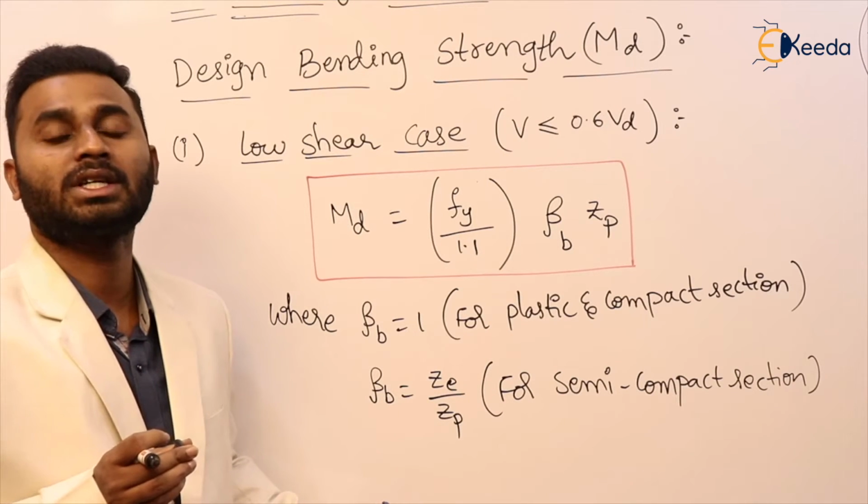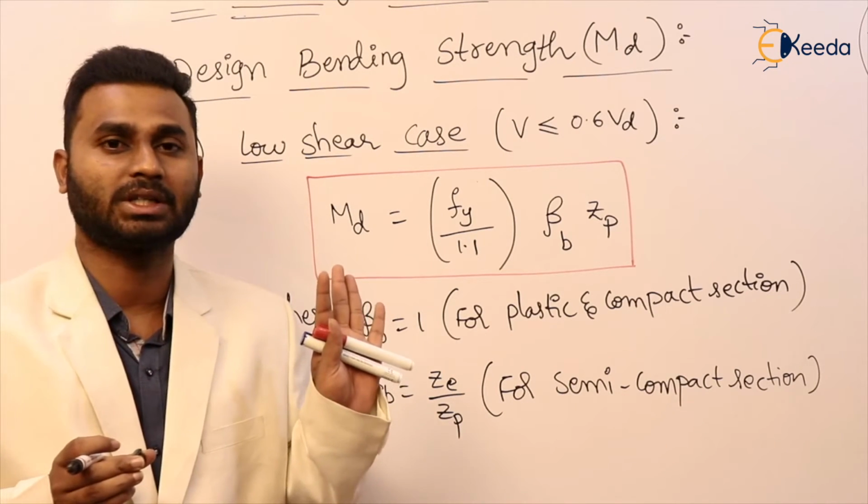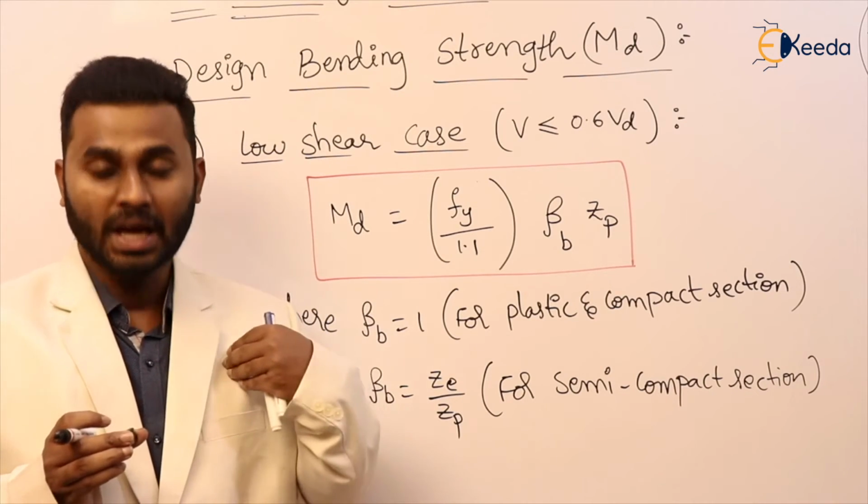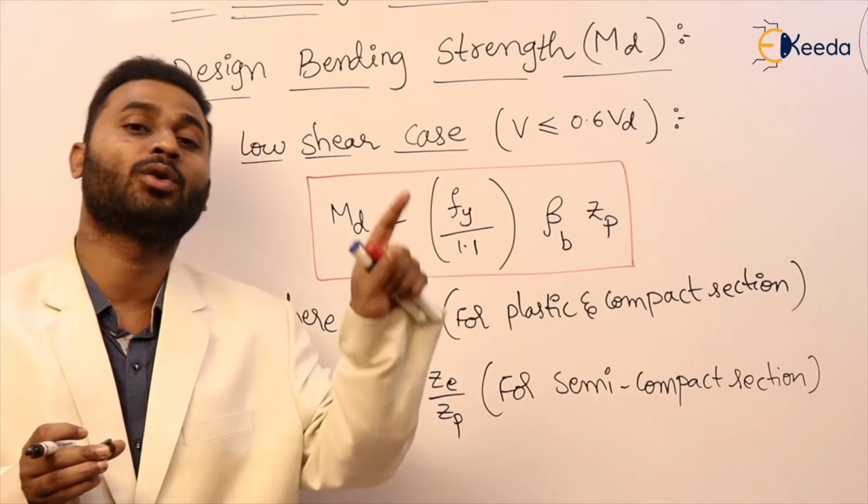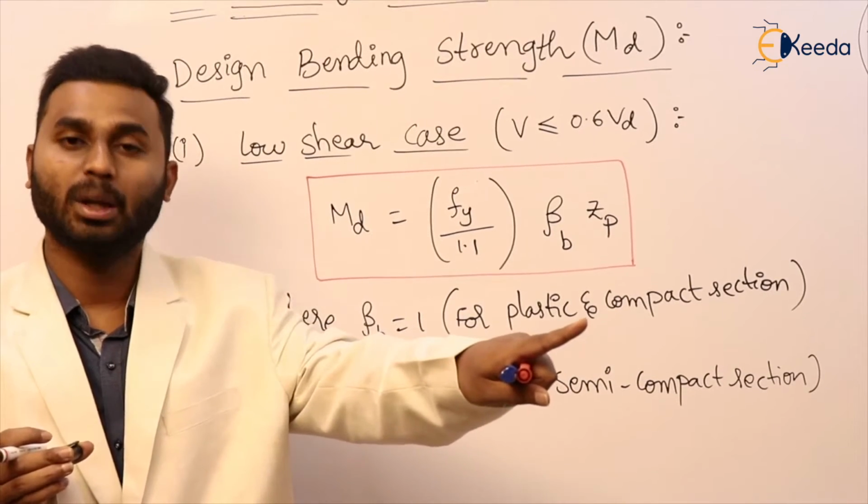But if it is a slender section, then it is built-up. It is not a rolled steel section. It means it is not manufactured. We, as a civil engineer or as a site engineer, are going to manufacture it. Agree? Like a plate girder.